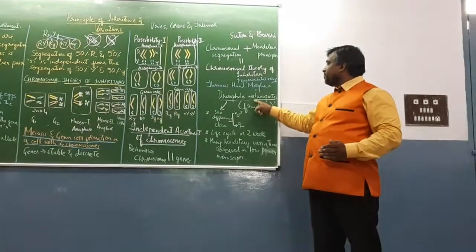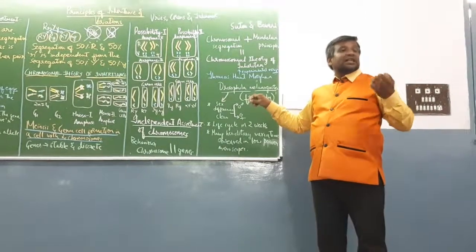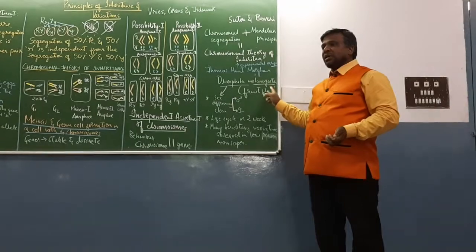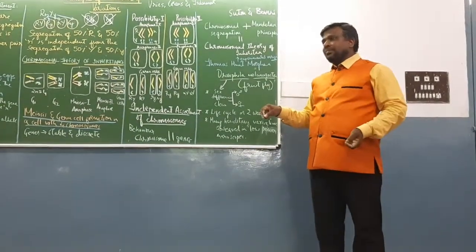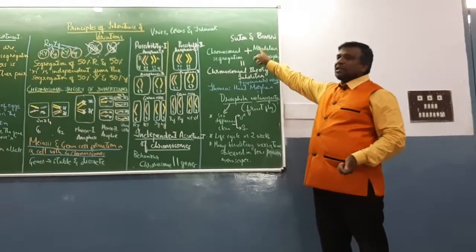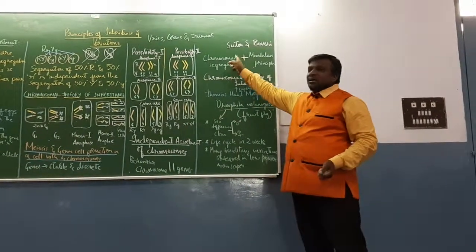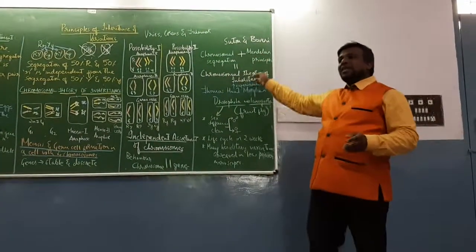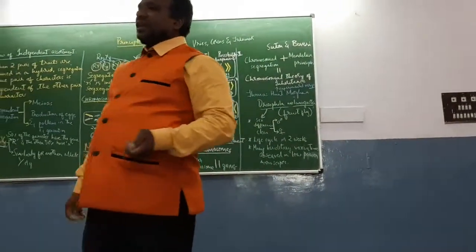Most of his experiments were done on the fruit fly, which is the Cinderella of genetics, Drosophila melanogaster. The Drosophila of plants is Neurospora crassa. So Sutton came to a conclusion. The chromosomal theory of inheritance is a combined aspect of chromosomal segregation with Mendelian principles.